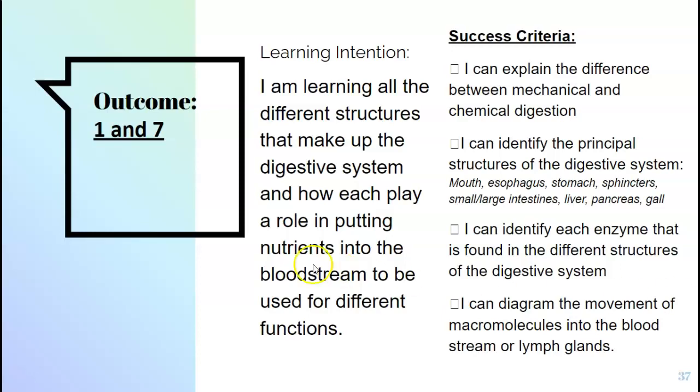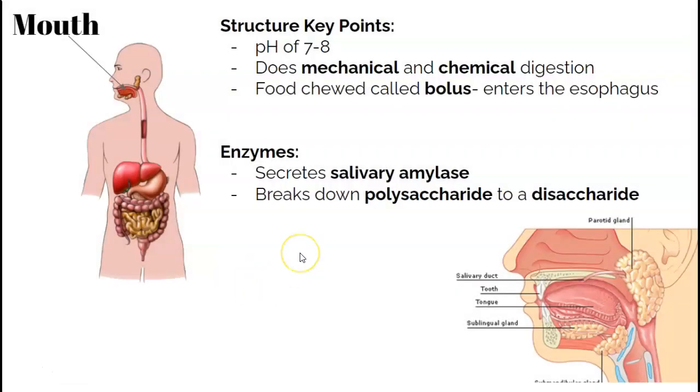So we're starting in lesson 4 today, and we're going to start off in the mouth. So you've labeled this structure. So now let's talk about some key points. So the mouth has a neutral pH of about 7 to 8, and its role is to do both mechanical, meaning chewing and breaking food into smaller chunks, and chemical, meaning actually causing a change to the actual structure of the molecules. Those are both terms of digestion. So you're going to see mechanical and chemical show up a lot through this.